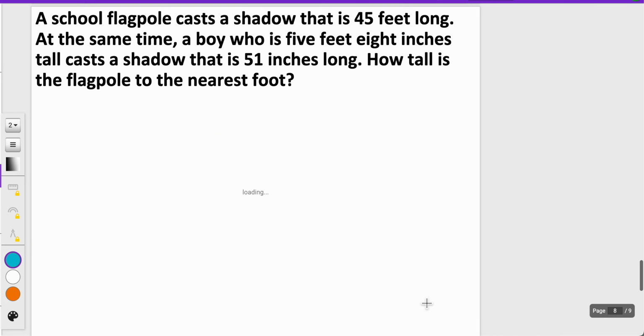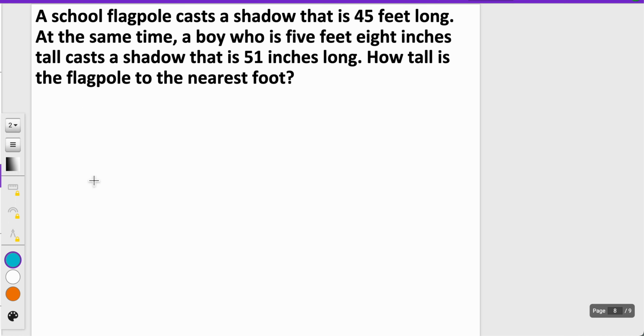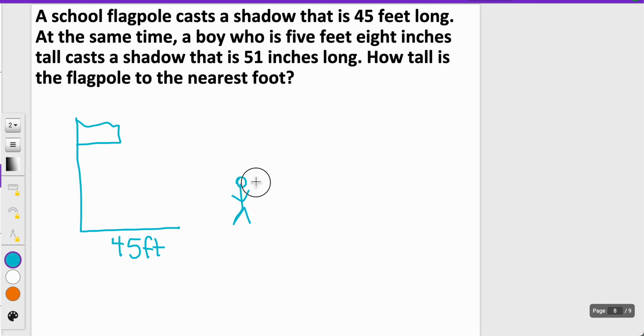Okay. Next up, a school flagpole casts a shadow that is 45 feet long. At the same time, a boy who is 5 feet 8 inches tall casts a shadow that's 51 inches long. How tall is the flagpole to the nearest foot? So it's now that we're using some problem solving. So here's our flag waving in the wind, and the shadow is 45 feet long. And then it says here is a boy. That boy is 5 foot 8 inches, which in inches terms is 68 inches. So it would probably be best to change this to inches as well.